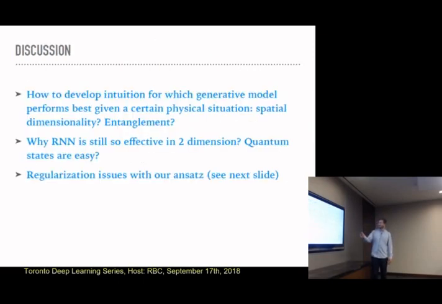So for discussion, I guess these are things that I don't know, but that I want to ask you. Like, how to develop intuition for which generative model to use given a physical state? I guess I don't know that. So do you expect that different states will need different models? I expect that, yeah. The same way, for instance, that in machine learning you expect one model to work well for language, but not for vision, and so on.